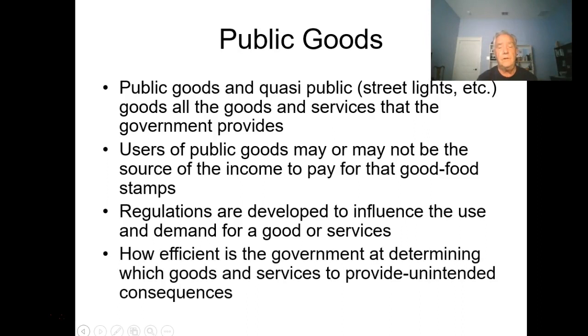So, how efficient is the government in determining which goods and services to provide? It all depends. In some cases, they've been very successful. In other cases, there are unintended consequences. Probably the classic example is under the previous Bush administration, a law was passed that said the U.S. would allow women in danger of physical harm, particularly in Latin America, and their children, to come to the United States, not under the immigration rules, but under the ability to be under duress and be granted asylum in this country. You don't have to go through the process of entering the country or going through quota.